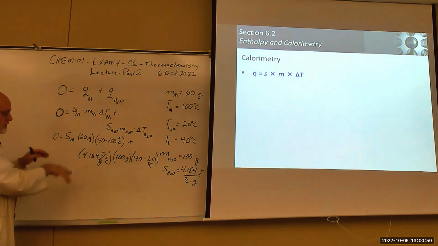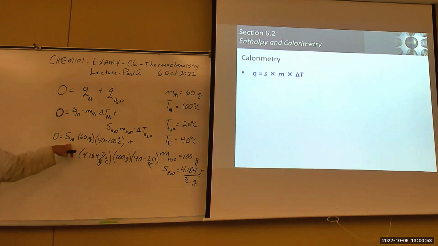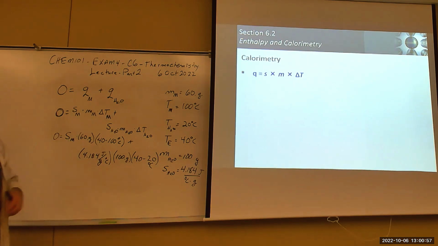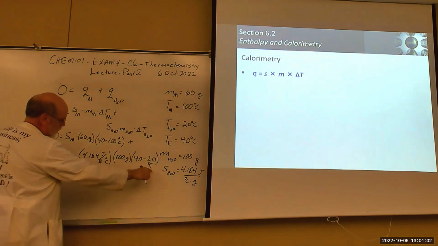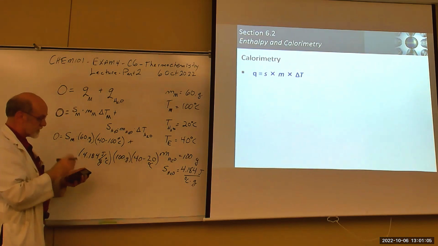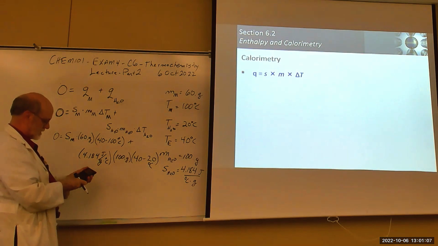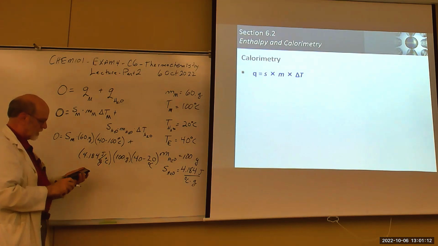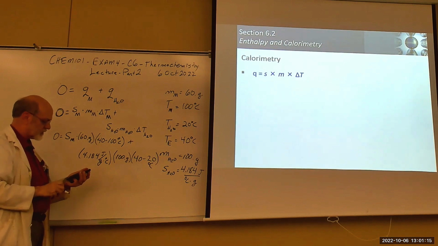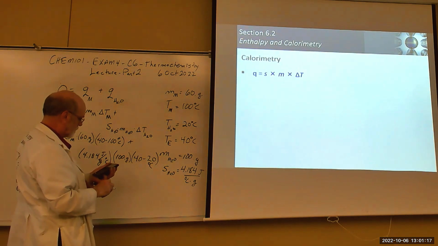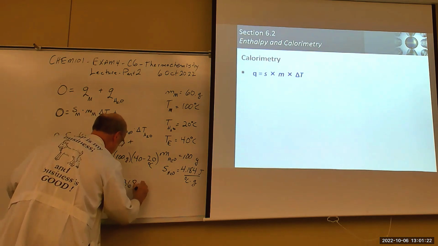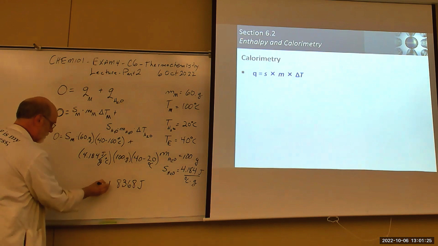So now all you have to do is use a little algebra and solve for that unknown. Okay, do we need to do that? I just kind of made it up on the spot. I don't even know if it's real. Okay, so let's do all of this one. 40 minus 20 is 20, right? It's a positive 20 times 100 times 4.184. So that's 8,368. 8,368 joules for the water.